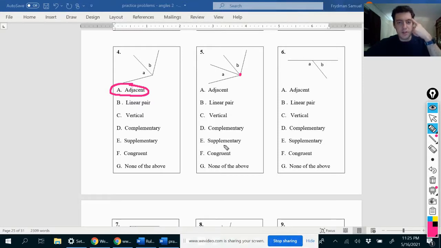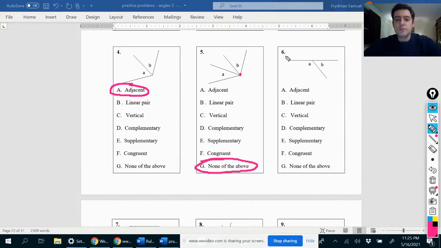They're not supplementary. I mean, we don't know for sure that they're complementary. Again, if this was 45 degrees, or not even necessarily 45 degrees, let's say if this one was 40 degrees and this one was 50 degrees, then we could say that they're complementary because 40 plus 50 is 90, but we don't know that for sure. So we can't circle complementary for sure. We can't circle supplementary for sure. We can't circle congruent for sure, right? Even though they kind of look like they're about the same size, we don't know that for sure. So we can't circle any of these. So for this one, we would just say none of the above.